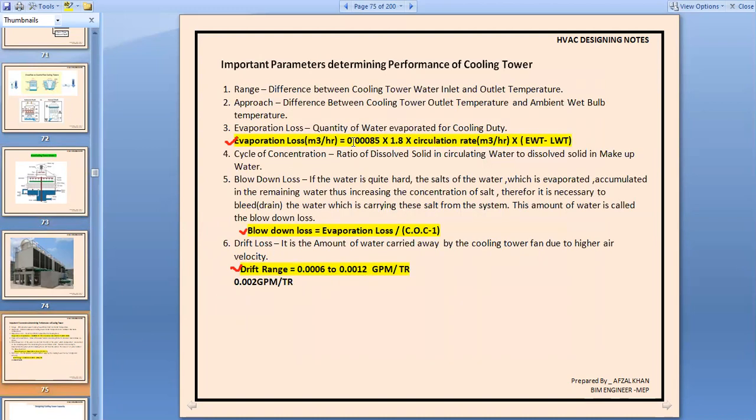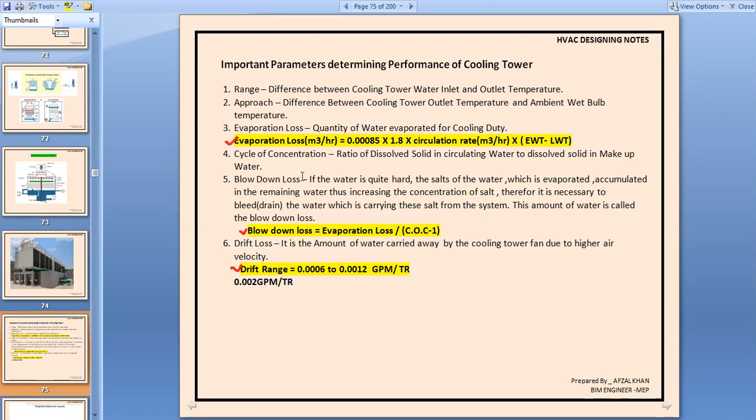So for evaporation loss, we have this formula: 0.00085 into 1.8 into the circulation rate, where you have to convert GPM into circulation rate in meter cube per hour, into entering water temperature minus leaving water temperature. So this is the formula for evaporation loss.